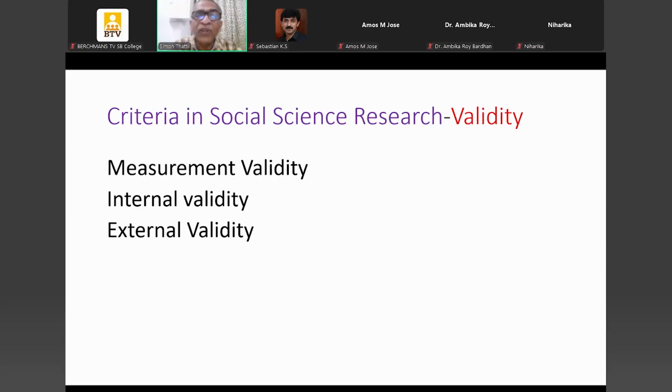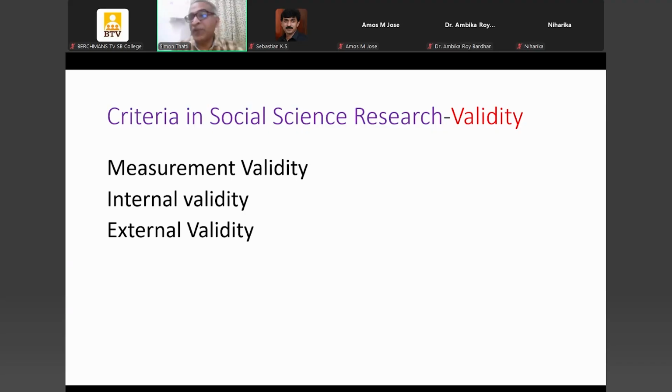Validity has three forms. One is measurement validity. How did you select the sample? How did you measure the response? Was it on a quantifiable or qualitative state? And how accurate was your measurement? That indicates the measurement validity of your research.